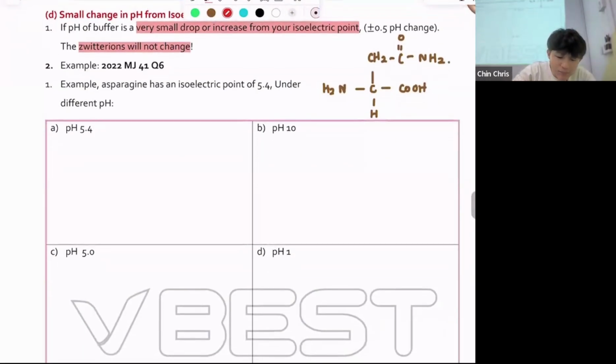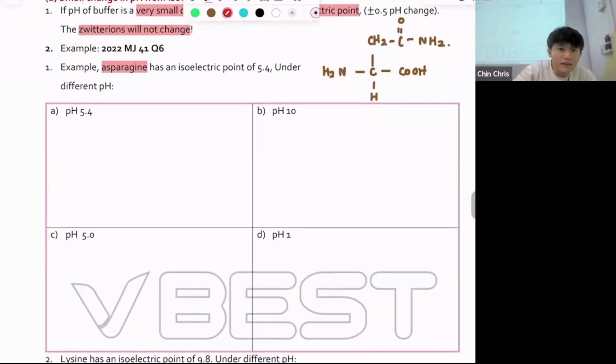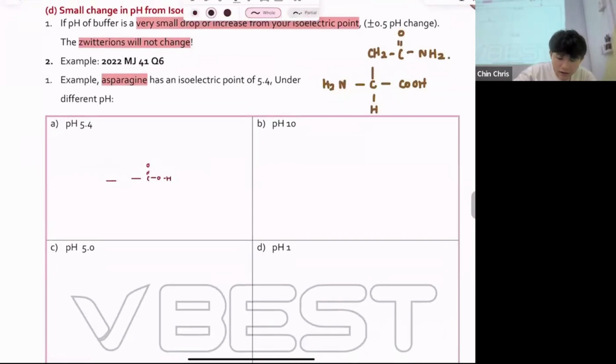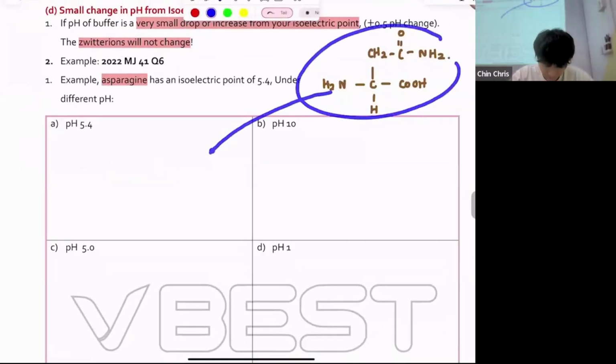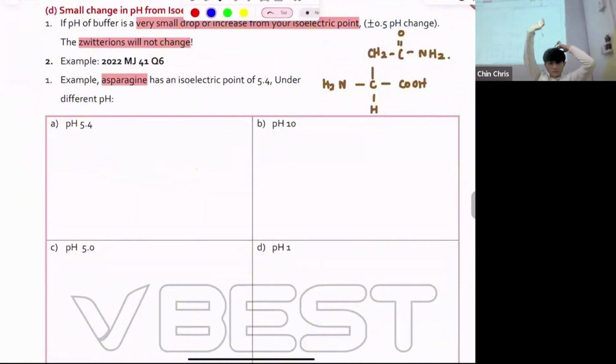First, let's look at asparagine, isoelectric point 5.4. Let's draw it. Guys, how to draw asparagine? COOH. Correct. Oh, the entire structure is given. All right, guys, how to draw isoelectric point? Go draw isoelectric point. Do it now.